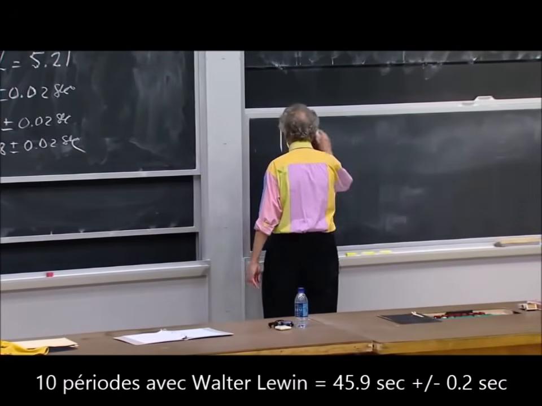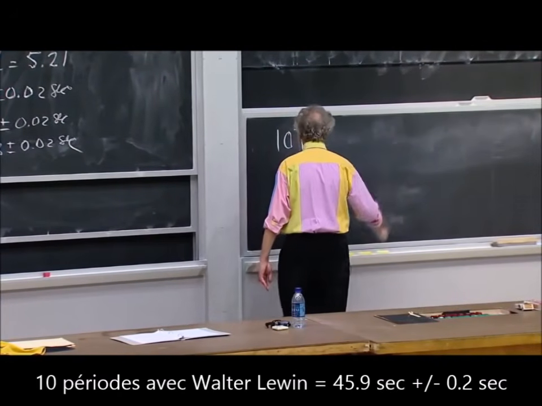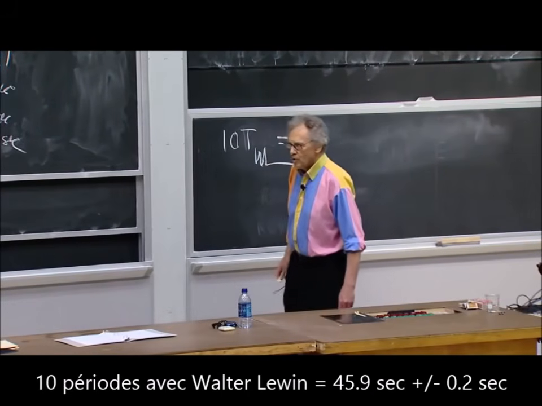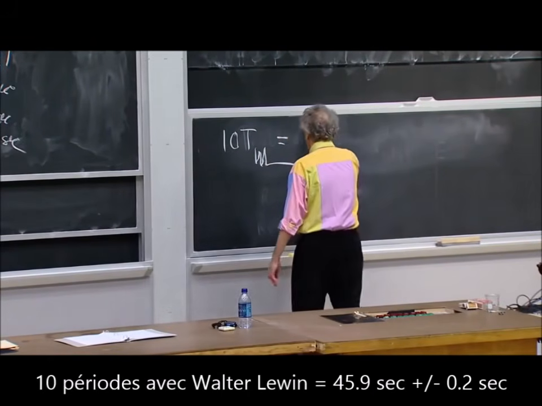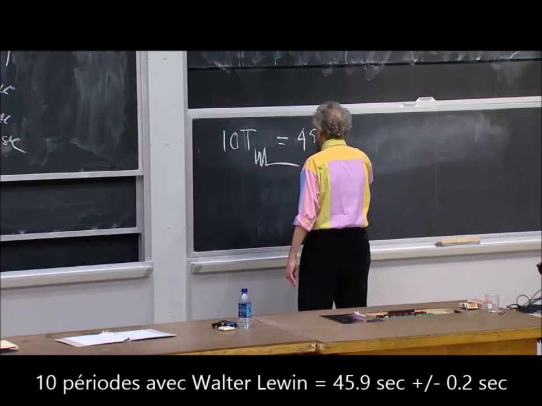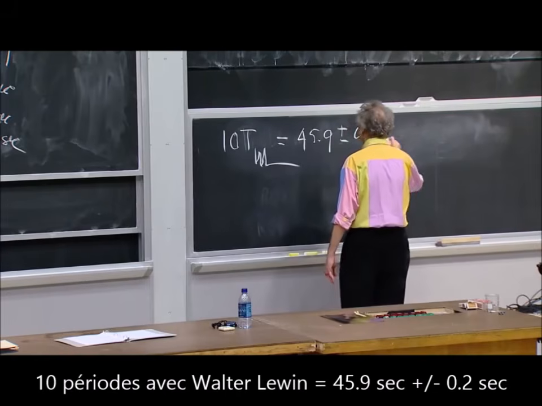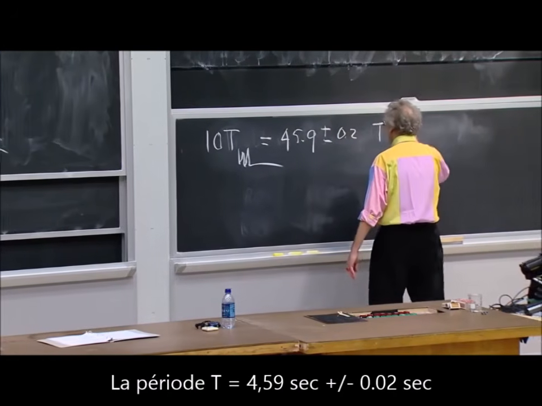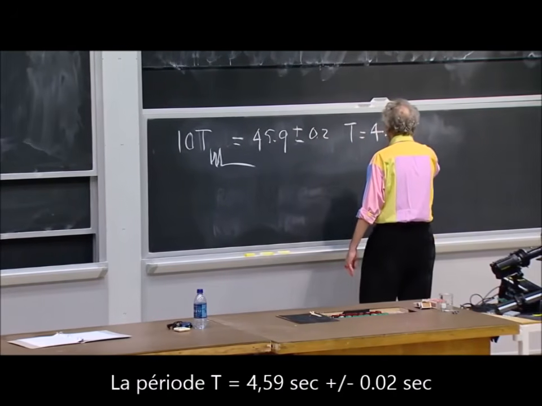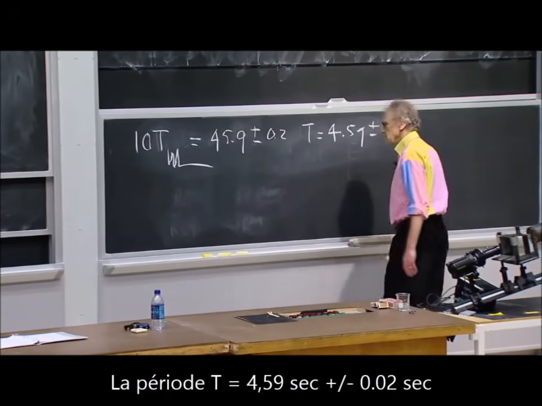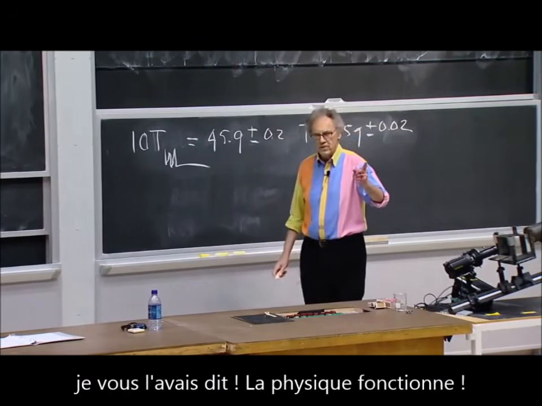10T. What is it? 45.9 plus or minus 0.2. Period is 4.59 plus or minus 0.02. I told you, physics works.